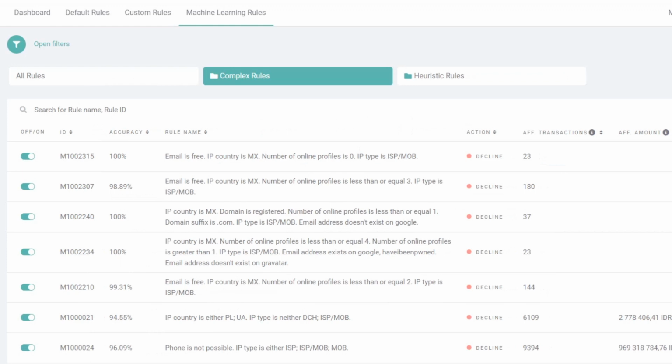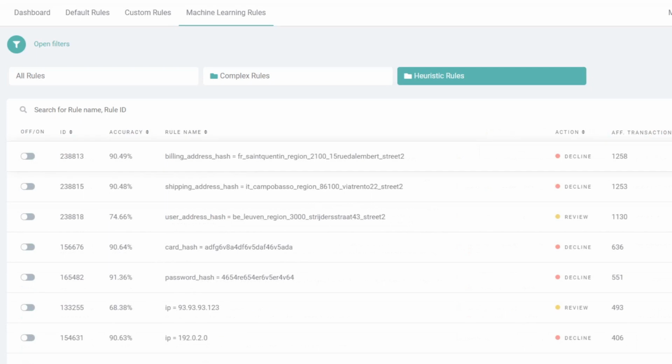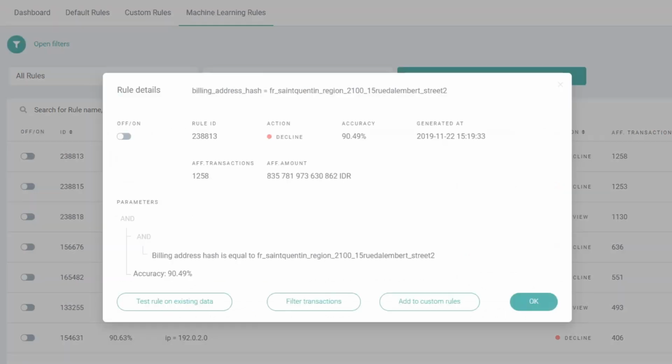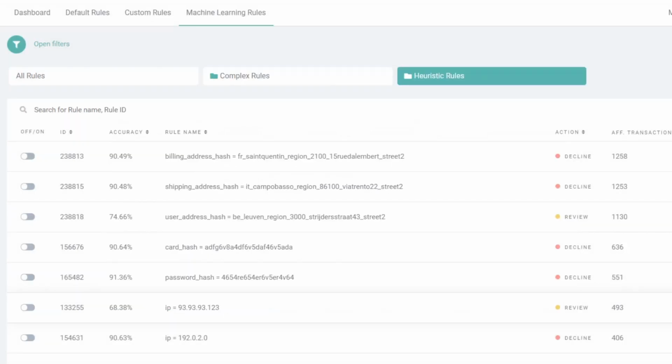Under the machine learning rules section, there's two types of rules that you can find. On the one hand, complex rules, which take a look at multiple parameters related to a transaction. On the other hand, we also have heuristic rules in the system, which take a look at a single data point, and if a single data point is associated to a fraudulent transaction multiple times in the system, then a heuristic rule is automatically generated by the machine learning.